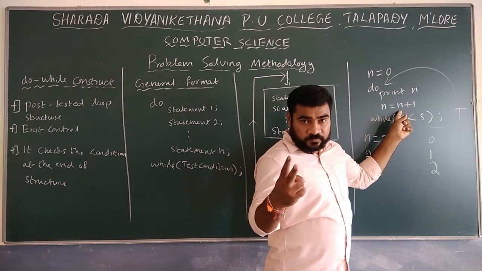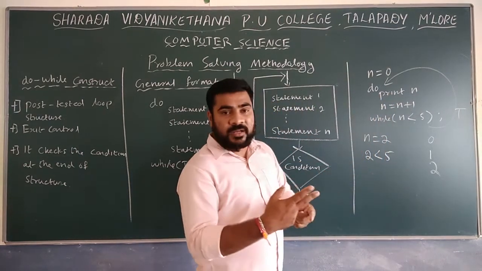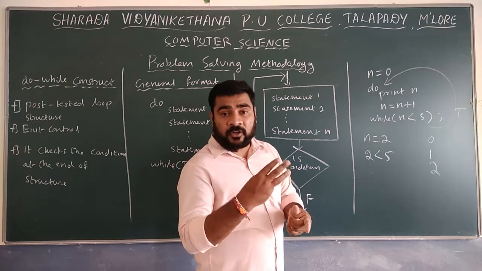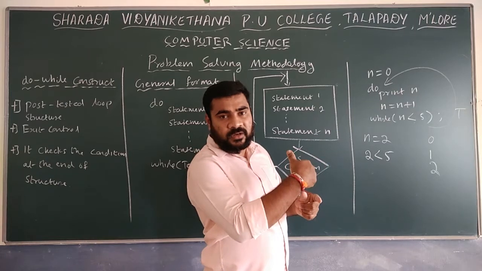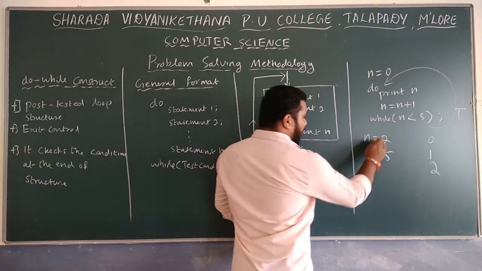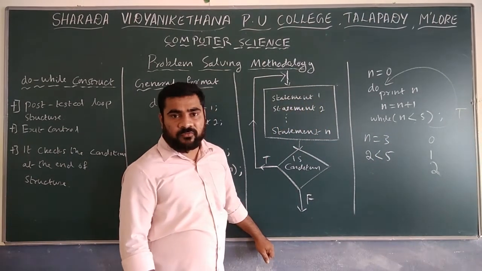The n on the left hand side is not used in the calculation; look at the right hand side, where n is given as 2 plus 1, which will be 3. It calculates the right hand side first, then assigns to the left hand side. So 3 will be assigned to n, and the value of n is now 3.